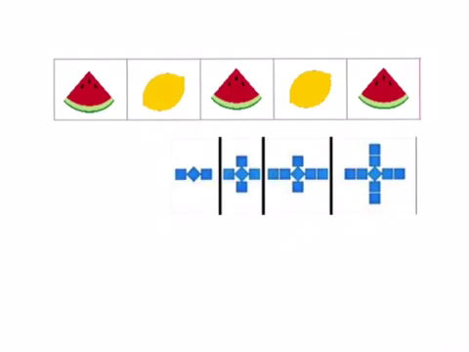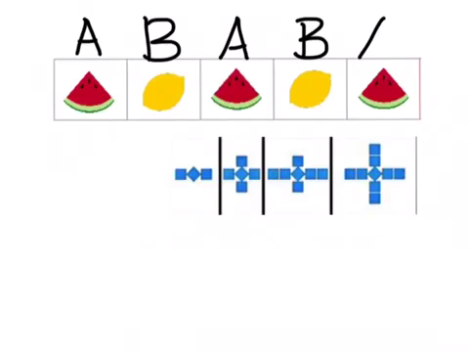Okay, let's look at these two patterns. This is a little bit trickier. So let's have a look at this top pattern here and describe it. Watermelon, lemon. Watermelon, lemon. Watermelon. So using our pencil again, let's describe it with letters. A, B. A, B. A. So it's an AB pattern.